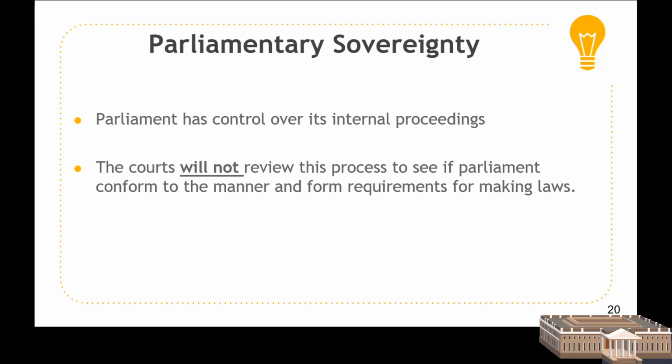So, Dicey explains to us that Parliament has control over its internal proceedings. That means the courts will not review this internal process to see if Parliament conforms to the manner and the form requirements for making laws. That can be if Parliament requires it. So they will not review it because they are not mandated to. In our country, we understand judicial review where the courts will review an act of Parliament because they have that power to do so. Parliamentary sovereignty doesn't operate quite that way.